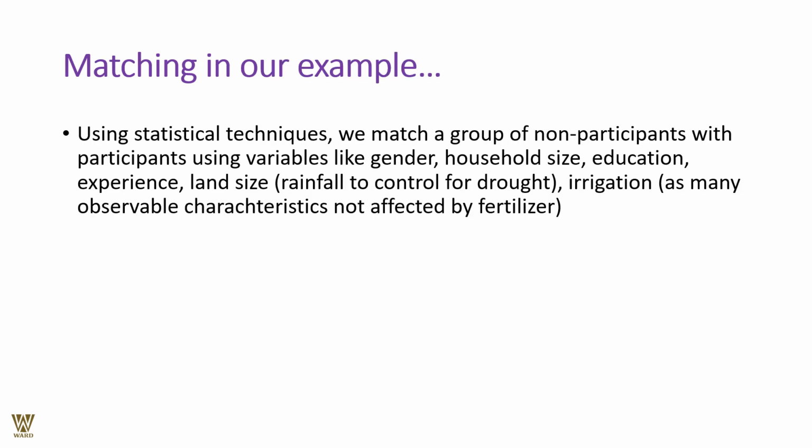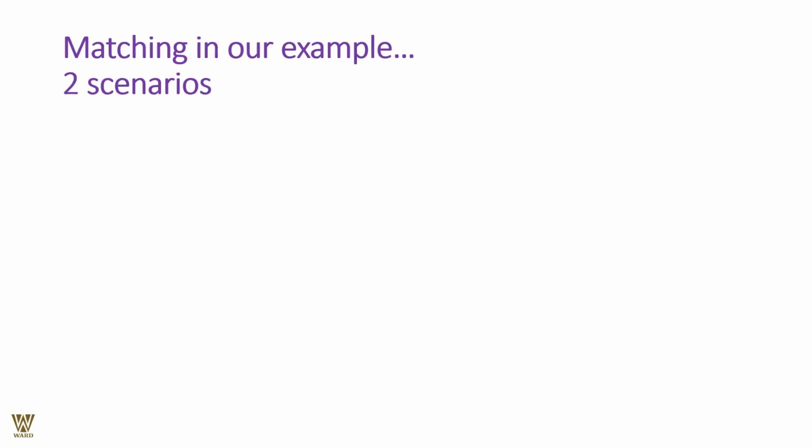Now, what are we looking into in matching in our example? Using a statistical technique, we match a group of non-participants with participants using variables like gender, household size, education, experience, land size, and rainfall to control for droughts and irrigation, as many observable characteristics as possible not affected by the fertilizer. Remember the impact of fertilizer to the farmer for crop production. We are looking to match in our example exact household, exact education, exact land size, and rainfall to control for drought vis-a-vis irrigation, for as many observable factors as possible.